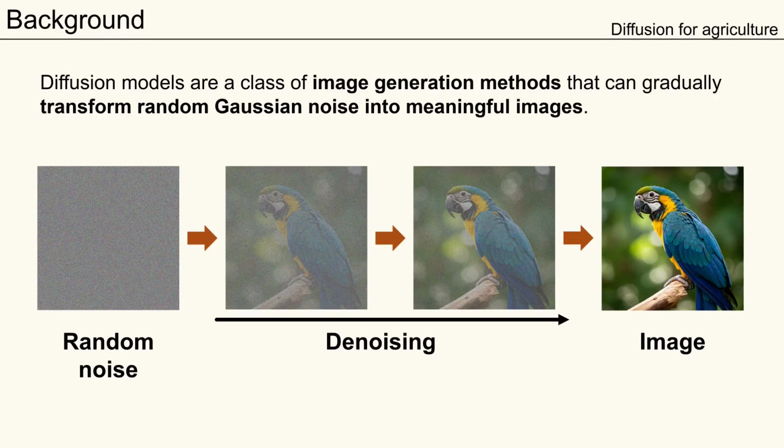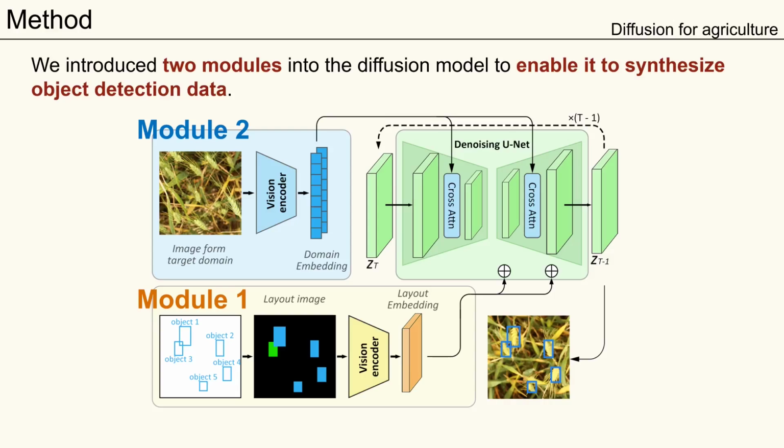Diffusion models can gradually transform random Gaussian noise into meaningful images, thereby achieving image generation. To enable the diffusion model to generate agricultural data that can replace manual labels, we introduce two modules that control the generation process from two perspectives.